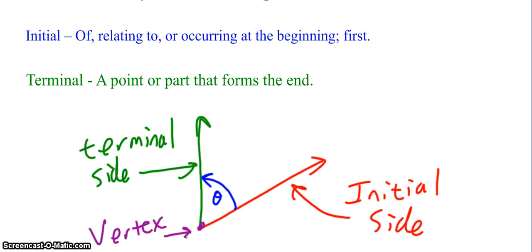Also, notice that if we have an initial side and a terminal side, and this is going to be crucially important as well, that means there is a direction to the angle. Notice I intentionally drew this with an arrow going in the direction from the initial side to the terminal side. If I draw the arrow in the other direction, then the initial side and the terminal side are going to switch. That's going to be important as well.